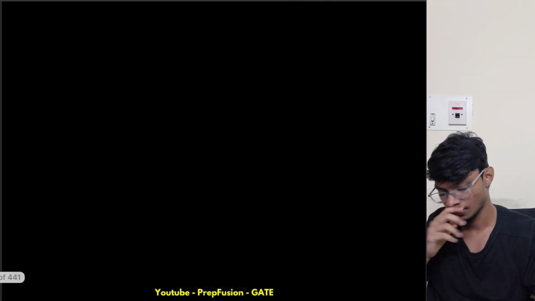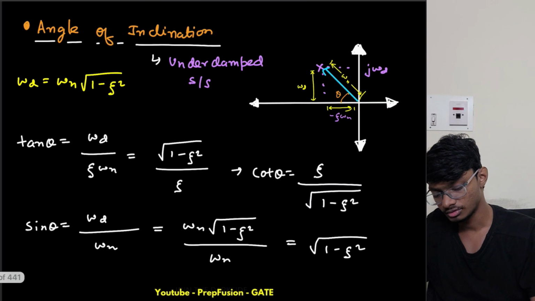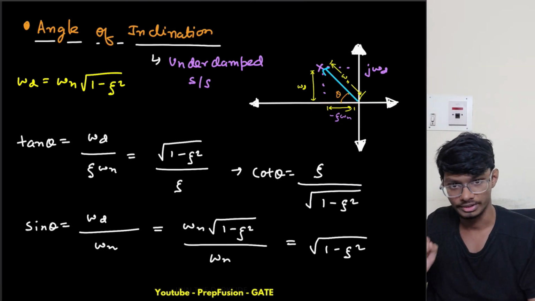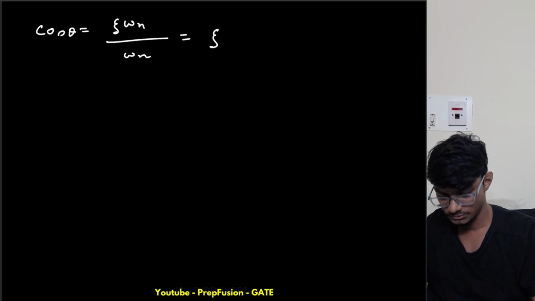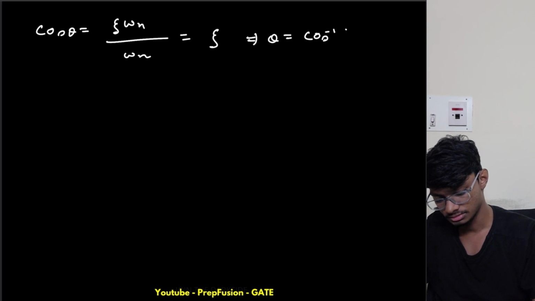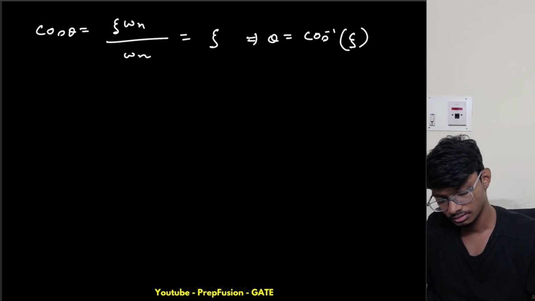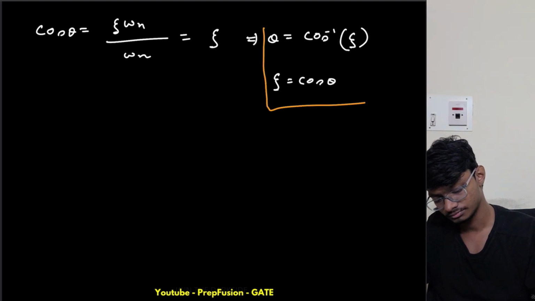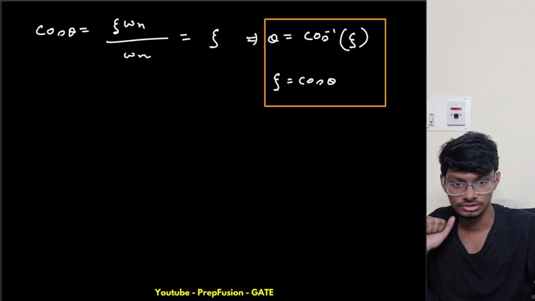Now what else can I write? I can write cos theta. Cos theta simply equals zeta omega n by omega n, right? Zeta. So theta equals cos inverse zeta, right? So I can find my theta from here, or I can find my zeta from the angle of inclination, right? Both of these are very, very important. So this is my zeta and theta.